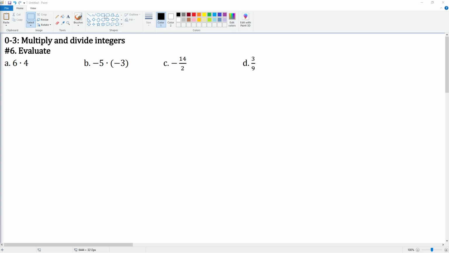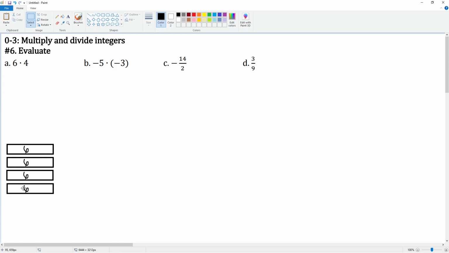To give you a visual of this, we have 6 tiles right here. Then we're going to stack that tile of 6 four times. So this is the first tile. Then we're going to stack this a second time, a third time, and now a fourth time. That is the act of multiplying by 4.